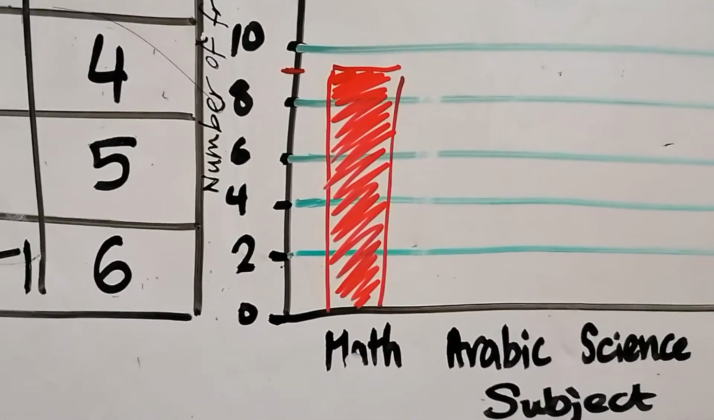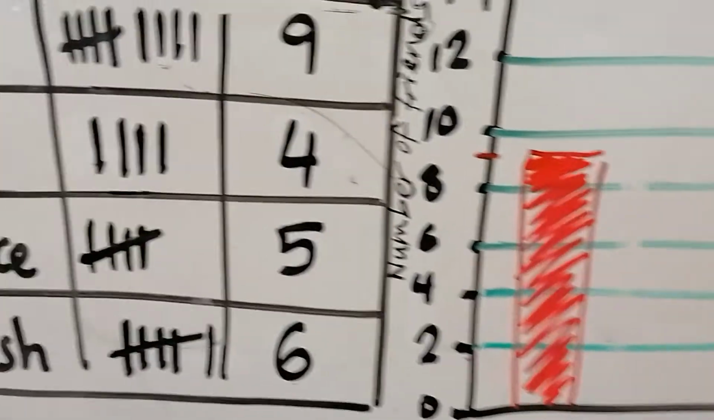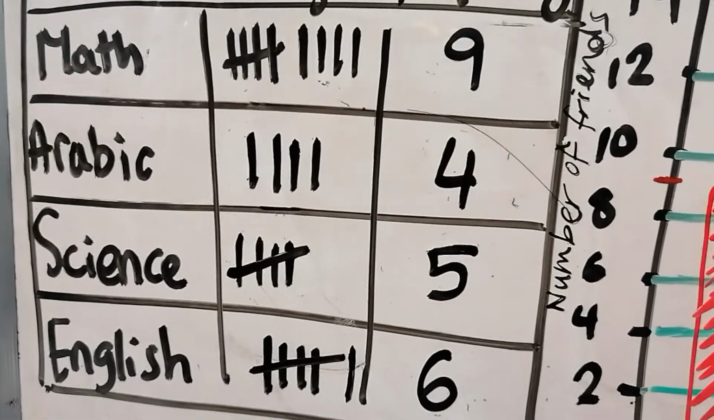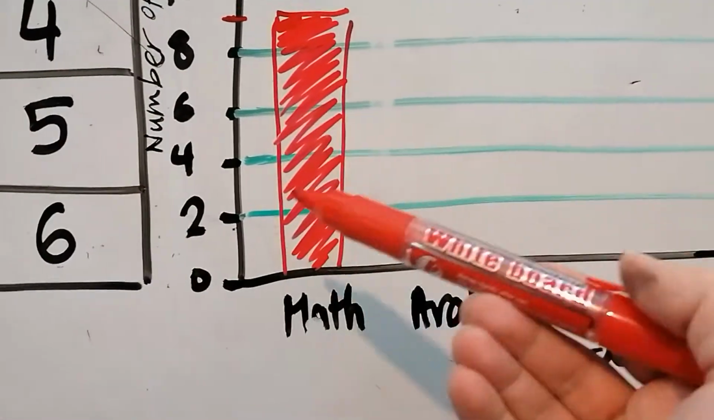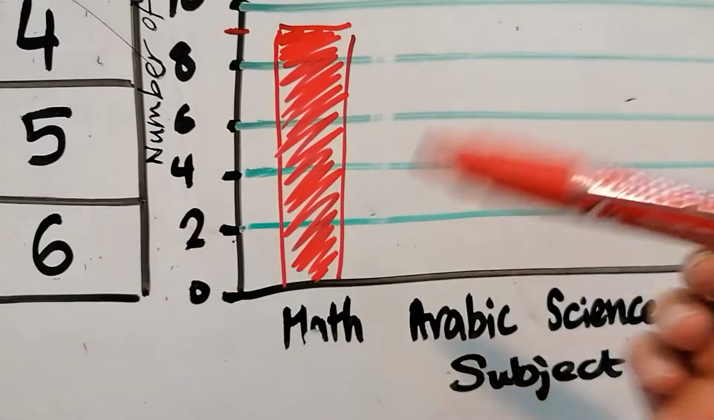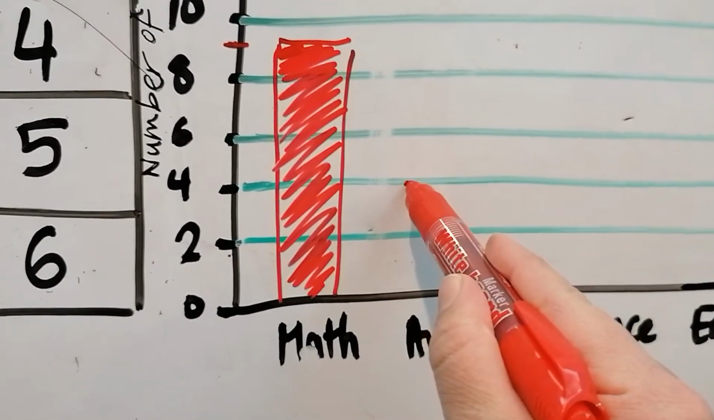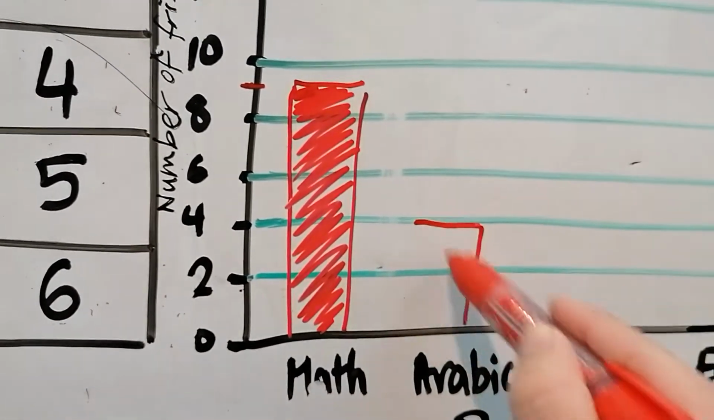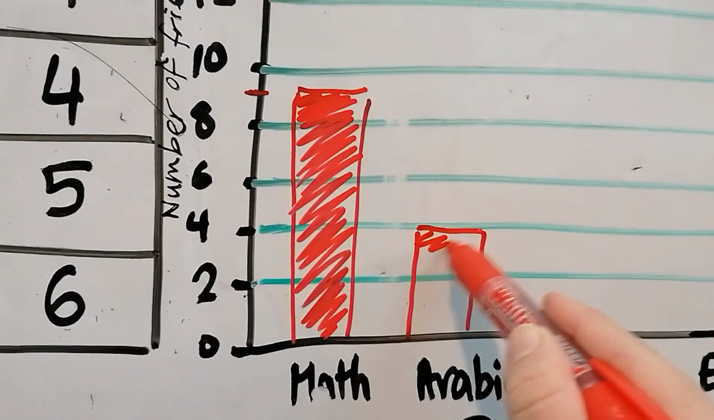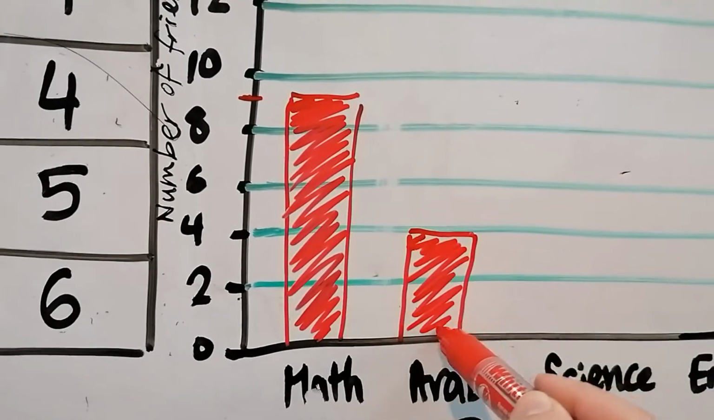Okay, now Arabic. Arabic was chosen by 4 students. Okay, that's easy because we already have the 4 on the scale. So straight line, go downwards, and color or shade.